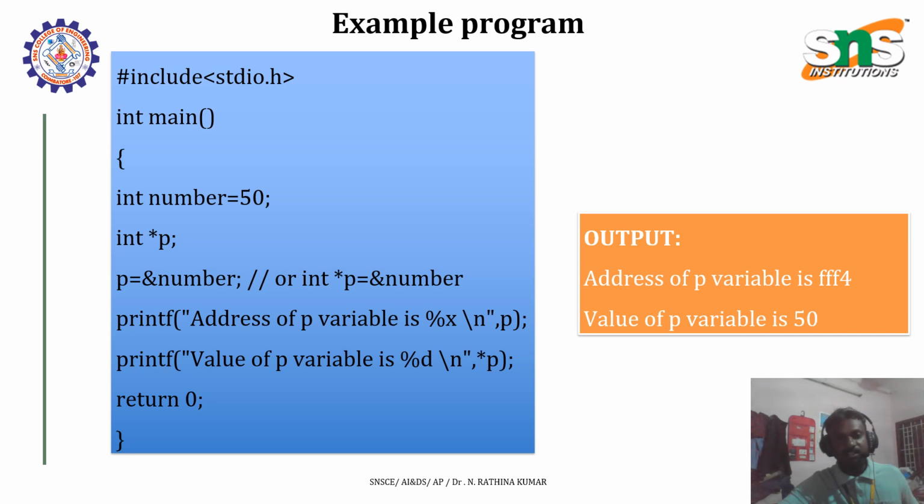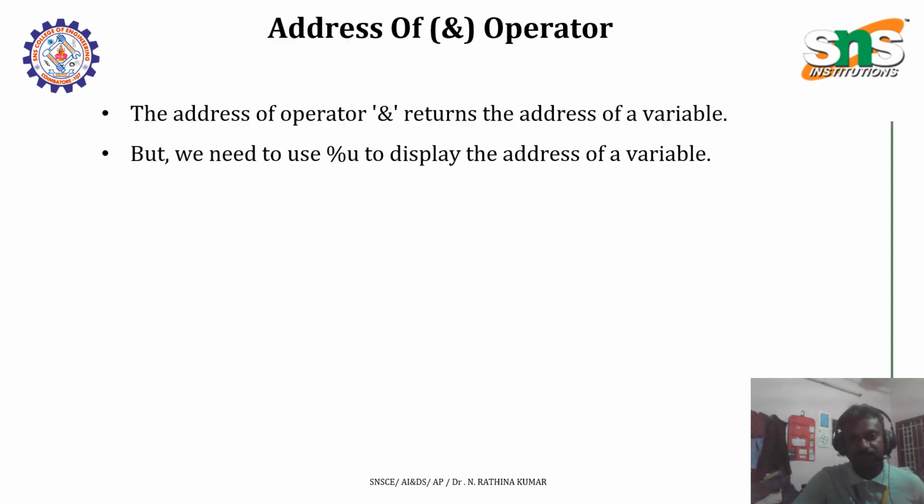Here, again I'm telling you, we declared two variables. One is an ordinary variable, and another one is a pointer variable. The pointer variable contains the address of another variable, here the address of the number variable. With the help of the printf statement, we display the address and the value which is stored at that address. That's all. This is an address operator, which we already discussed.